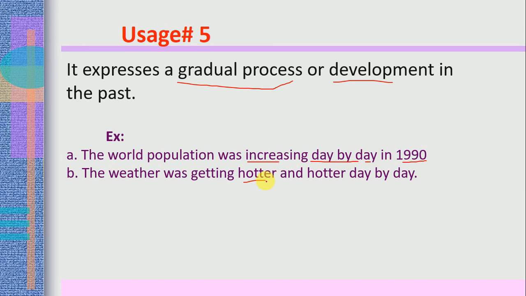So that's how we say it whenever we talk about gradual process or development in the past. So we should use past continuous tense. Remember, for gradual process and development, we use past continuous tense. I hope you understood that, students. Okay, so let's move on to the next usage of past continuous tense.